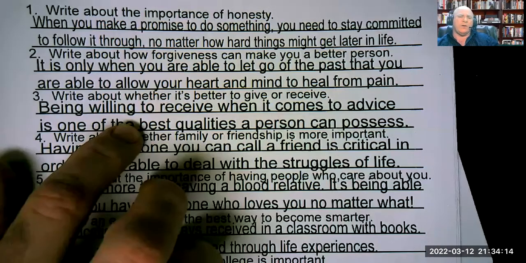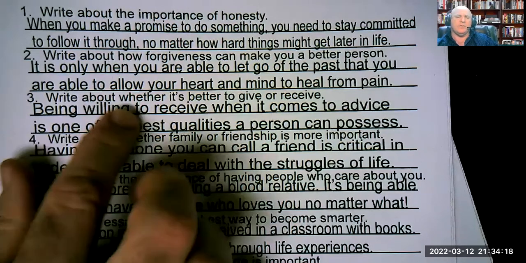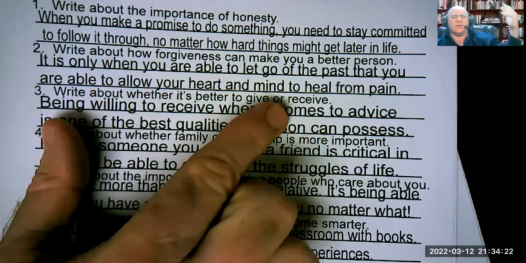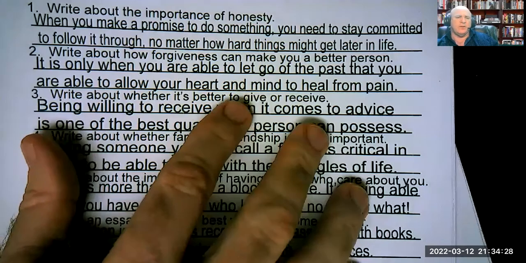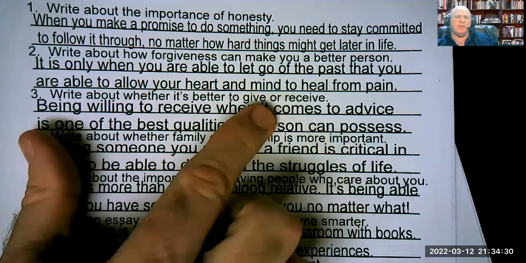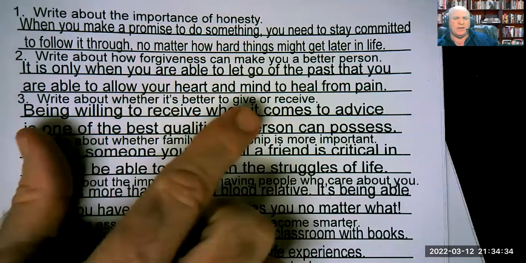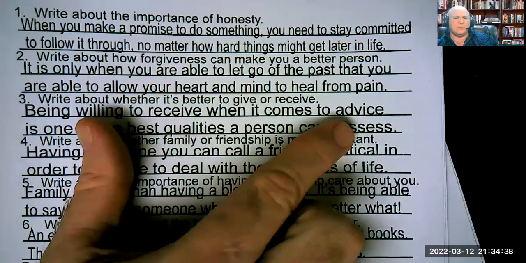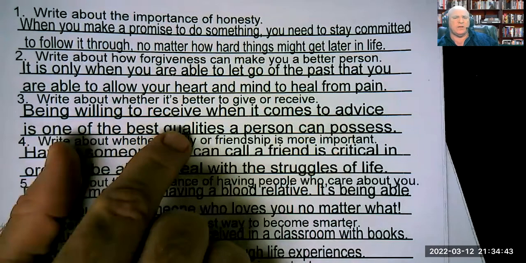Write about whether, persuasive, it's better to give or to receive. That's the one. No, that's not the one that I'm going to be doing for the sample. It is a great one that could be tested because it hasn't been given yet. Being willing to receive, exact words when it comes to advice, getting more specific, is one of the best qualities. It's the best quality a person can possess.